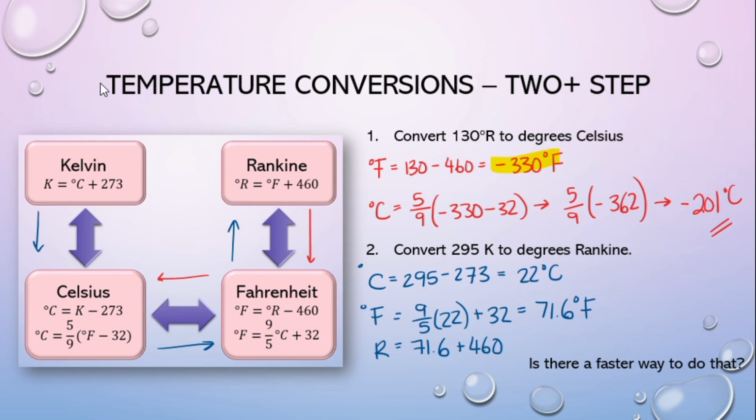And to make Rankine, I'm going to take my Fahrenheit temperature, 71.6, and add that 460 to create 531.6 degrees Rankine. Now, is there a faster way to do that? Kelvin to Rankine and Rankine to Kelvin shouldn't involve this 32 degrees, right? Because they're both absolute.